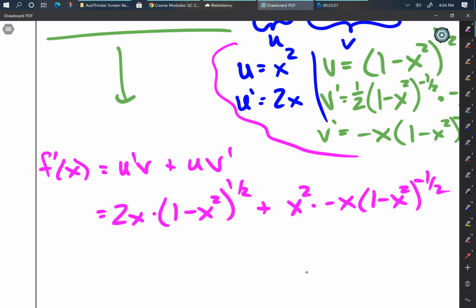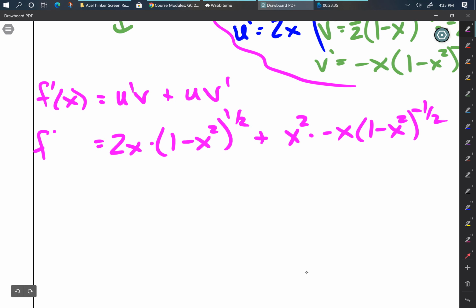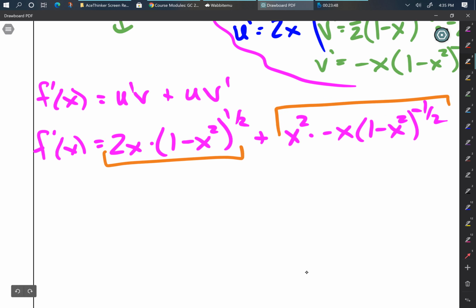Okay, so let's see what we can do algebraically with this derivative to simplify it. Now, in this derivative, I am seeing two terms. Here is the first term. Here is the second term. In those two terms, I'm seeing common factors. There's an x and an x, so I could factor that out. There is also the common factor 1 minus x squared and 1 minus x squared, so I should be able to factor that out.